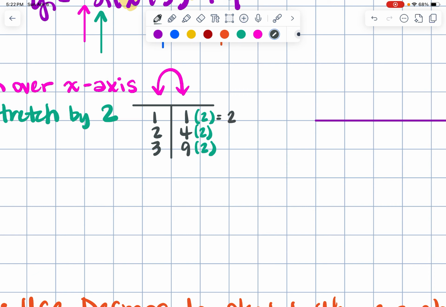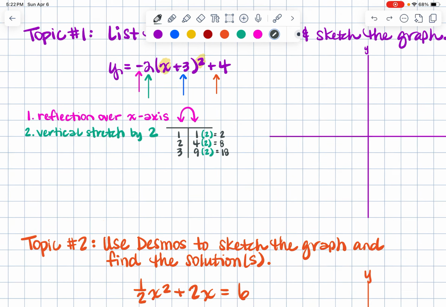So 1 times 2 is 2, 4 times 2 is 8, and 9 times 2 is 18. So these are our new vertical movements, right? Twice as tall as the parent function movements. Now, obviously that 18 is a pretty big movement, so I'm not going to be able to squeeze that on a graph, but it just gives you the idea of stretching it twice as tall.